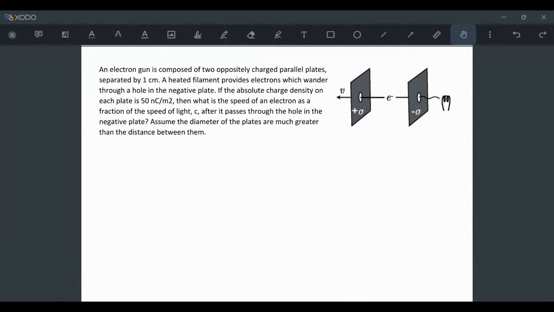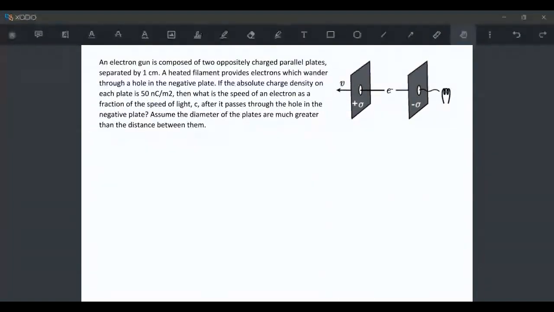Okay, problem 2, we have an electron gun. This is the diagram for it. We're told it's composed of 2 oppositely charged parallel plates. There's a separation of 1 centimeter, which I'm going to call lowercase d. A heated filament provides electrons which wander through a hole in the negative plate. If the charge density on each plate is 50 nanocoulombs per meter, this should be meters squared, so this should be a superscript.